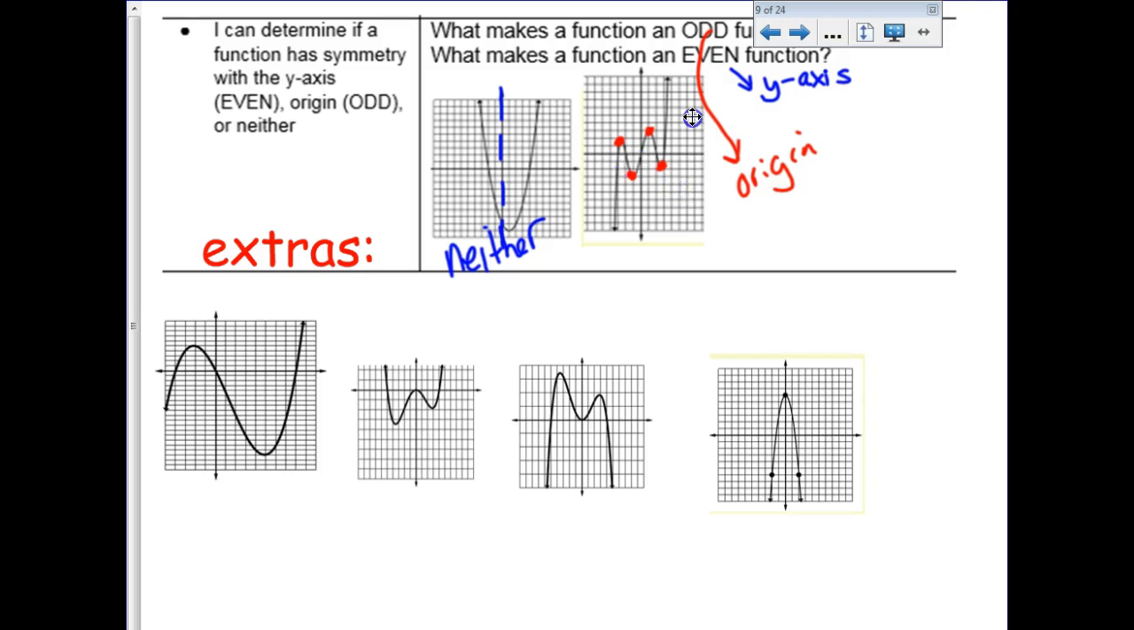The way I visualize it is I think about folding my paper along the x-axis and the y-axis, and you end up with the same mapping. That's how the symmetry works. So this one does have symmetry of the origin, which means this one is odd.